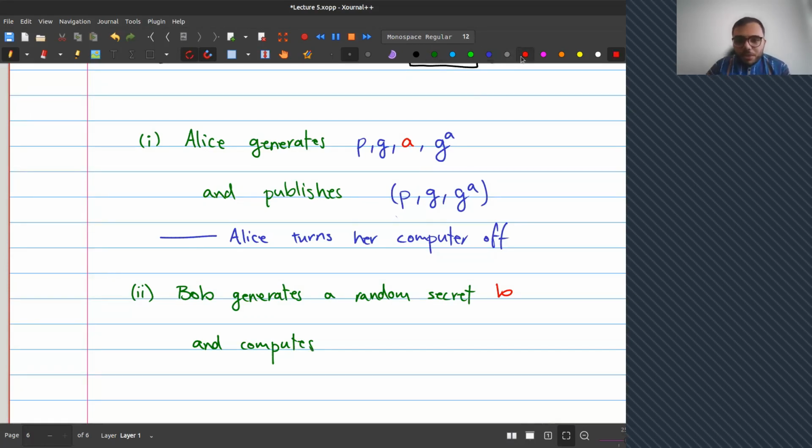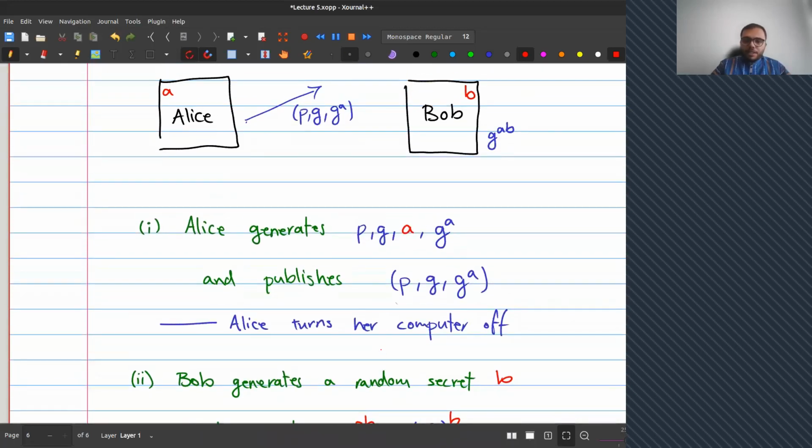But how can he compute G to the power of AB? This is, again, very much like Diffie-Hellman. It's literally the same. So he knows G to the power of A. Why does he know G to the power of A? Because Alice has published G to the power of A. So everyone knows G to the power of A. It's just on Alice's website. And Bob chose the secret B. So he can just raise G to the power of A to the power of B, and he will get G to the power of AB. So now Bob has this secret G to the power of AB. And I'm sorry, this should be in red because it's a secret. But of course, Alice is still offline, so Alice does not have this.